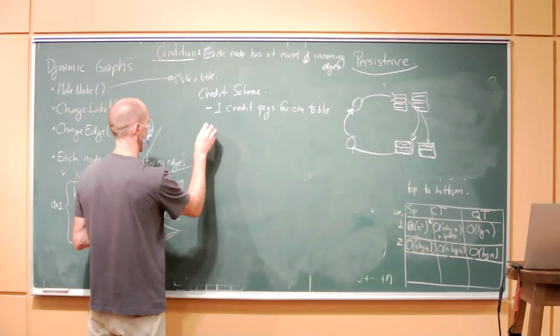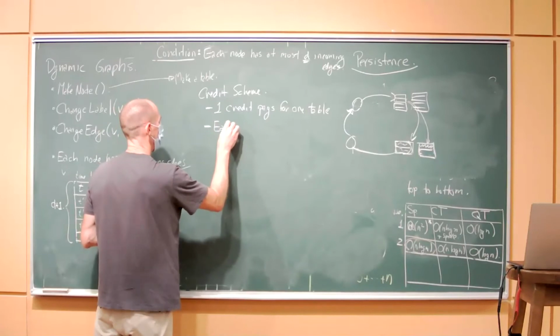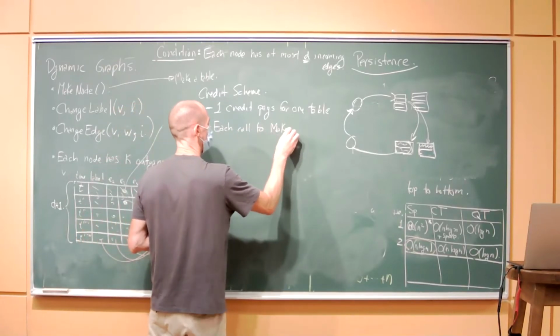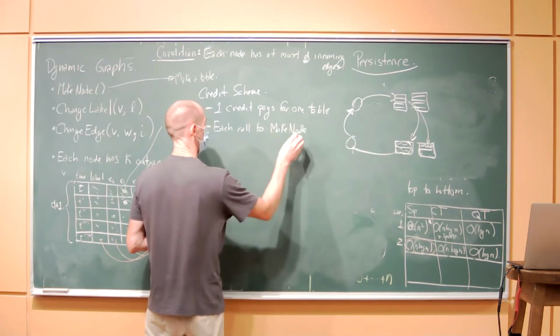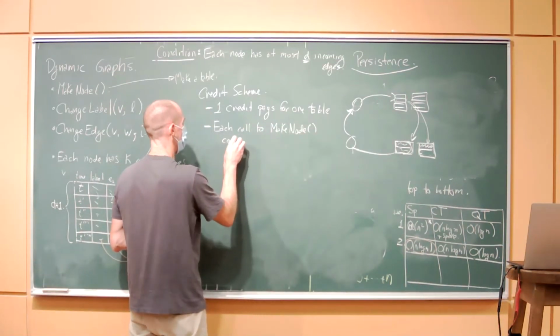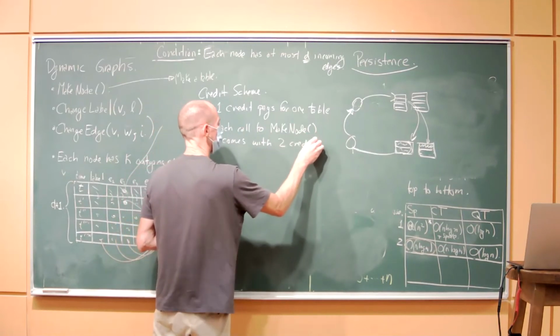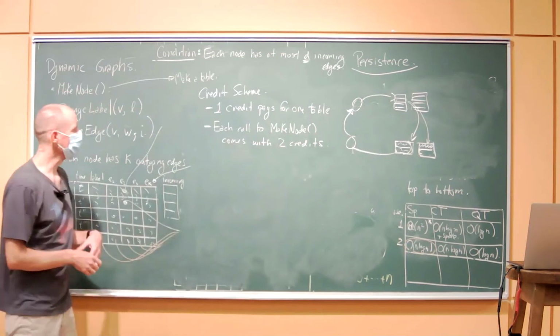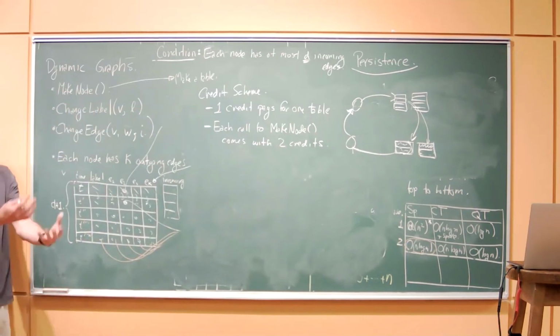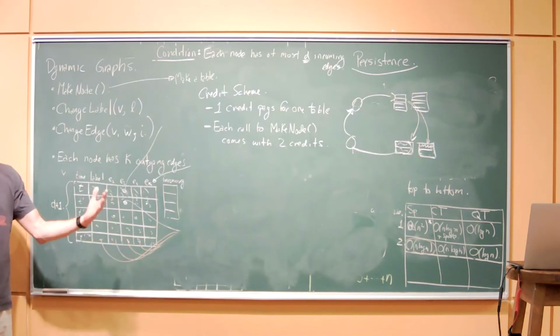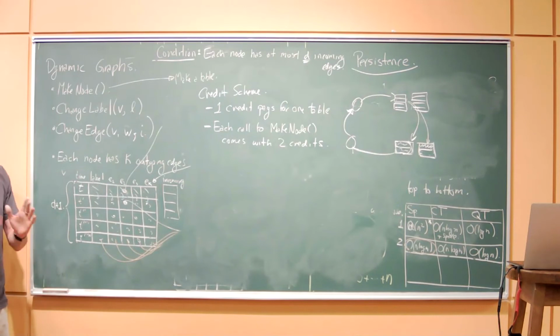And each call to make node comes with 2 credits. So when the user says, I want to make a new node, the user has to give me 2 credits. So one of those is going to have to be immediately used to pay for the table that I'm creating to make that node. The other one I can put aside, save it for later.